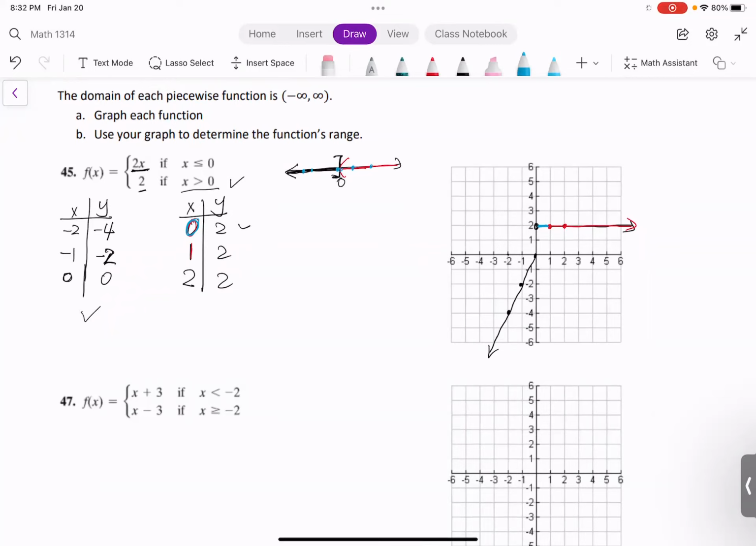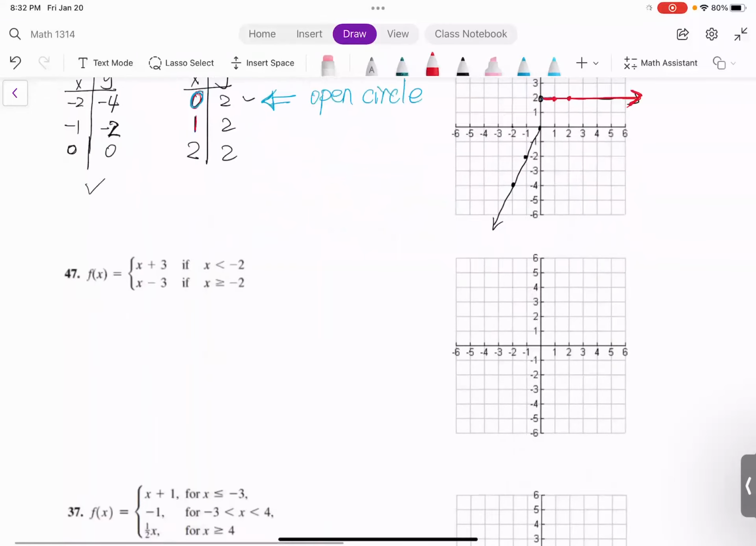Even though I know 0 is not in the domain of the second part, I can put a mark here. This is an open circle, because 0 is not a point in the second behavior. Okay, so now I can use the red line to graph the second behavior, or second part, of the equation. Okay, let's practice the next example.